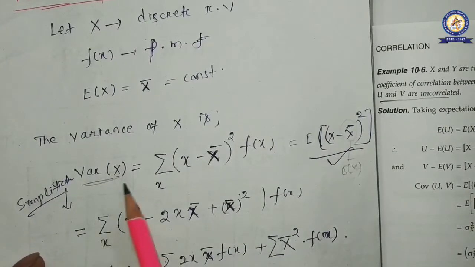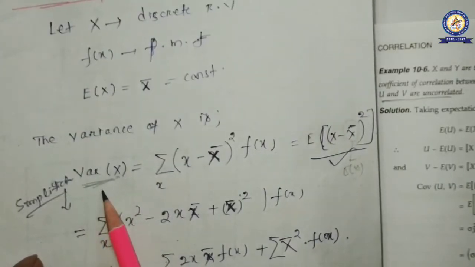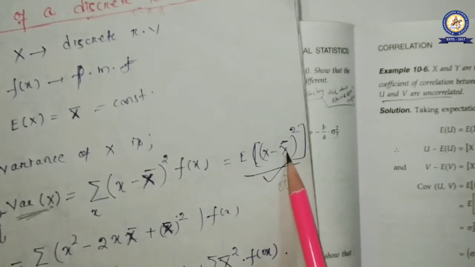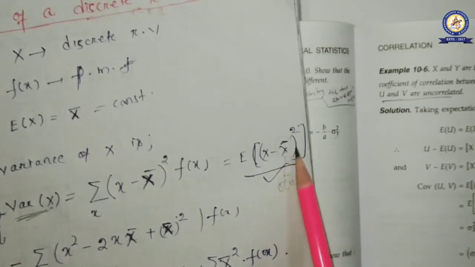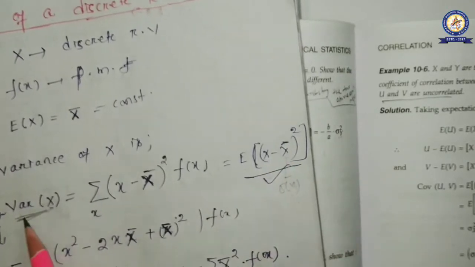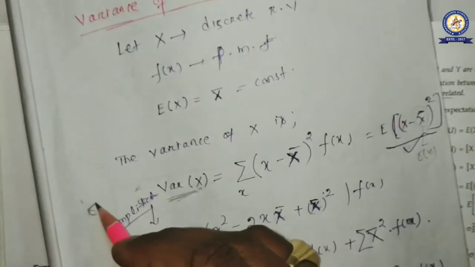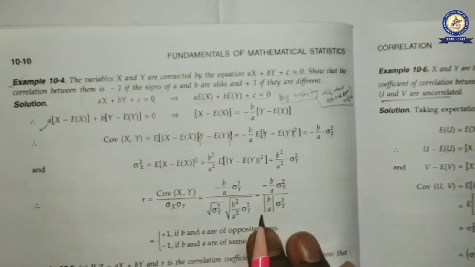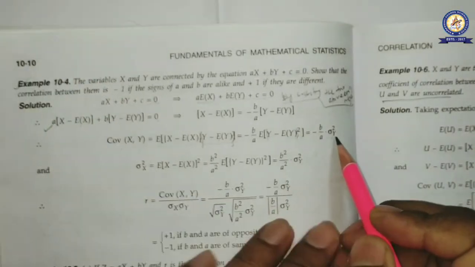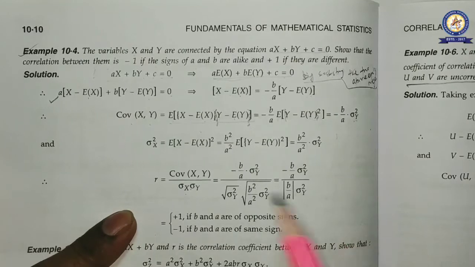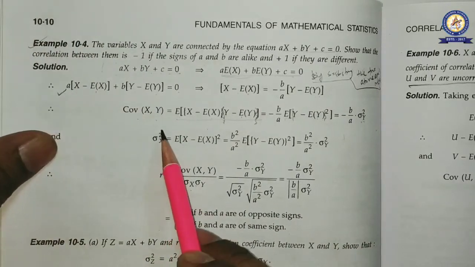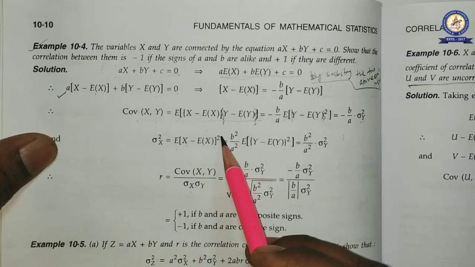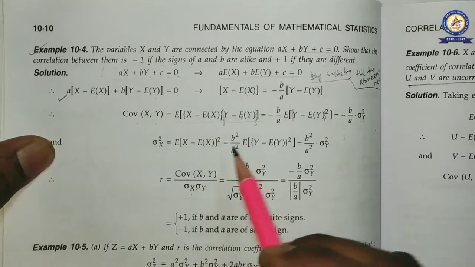You can check your previous notes: the variance of x is nothing but expectation of x minus expectation of x, that is x minus mean of x, whole square. This is nothing but your variance of x, or you can write sigma x square. Likewise, this will be called your sigma y square. Now sigma x square will be how much? Expectation of x minus expectation of x whole square, right?